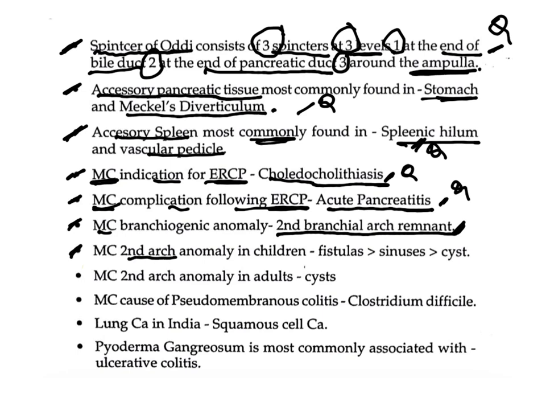Most common second arch anomaly in children is the fistulas, then the sinuses, and then the cysts. So the most common are the fistulas. Now, the most common second arch anomaly in adults, that was in children, the fistulas. Now, in adults, it is the cysts.